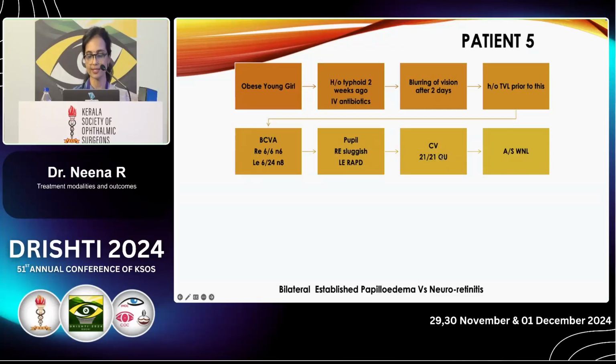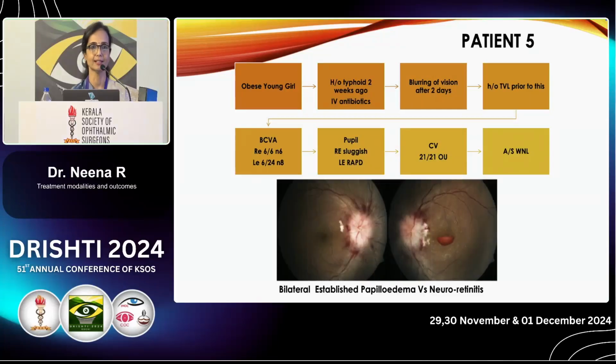So this is her fundus picture. Anybody can go for it. So this is definitely severe disc edema with hemorrhages, and exudates also are there. And what you see here is almost like a subhyaloid kind of hemorrhage in the macula. So is this an established bilateral papilledema, or is it some neuroretinitis secondary to typhoid?